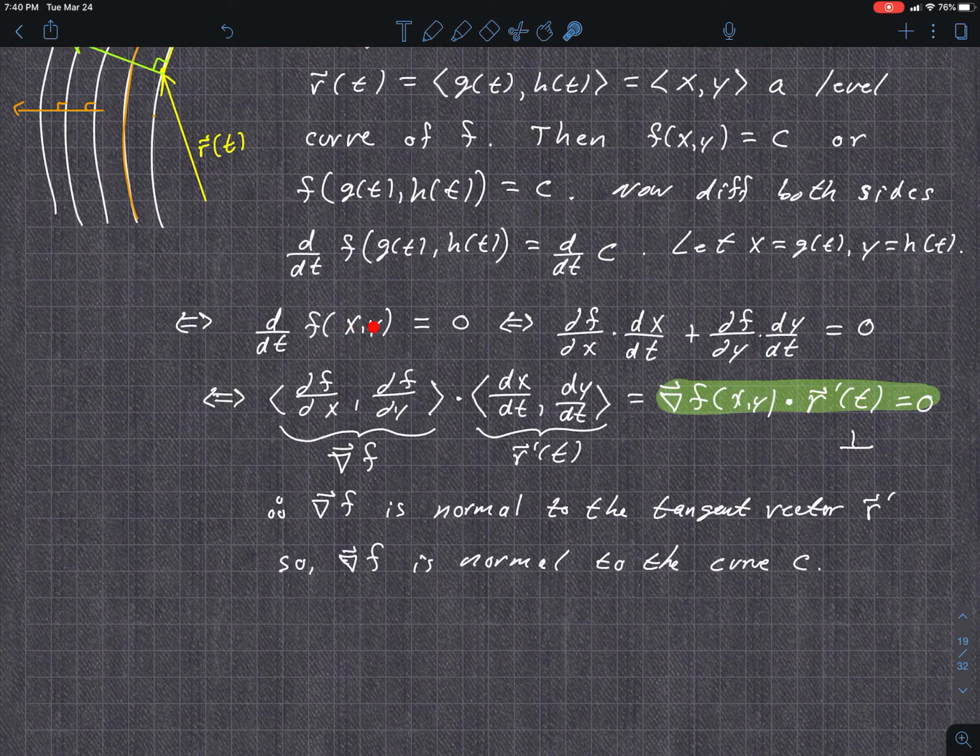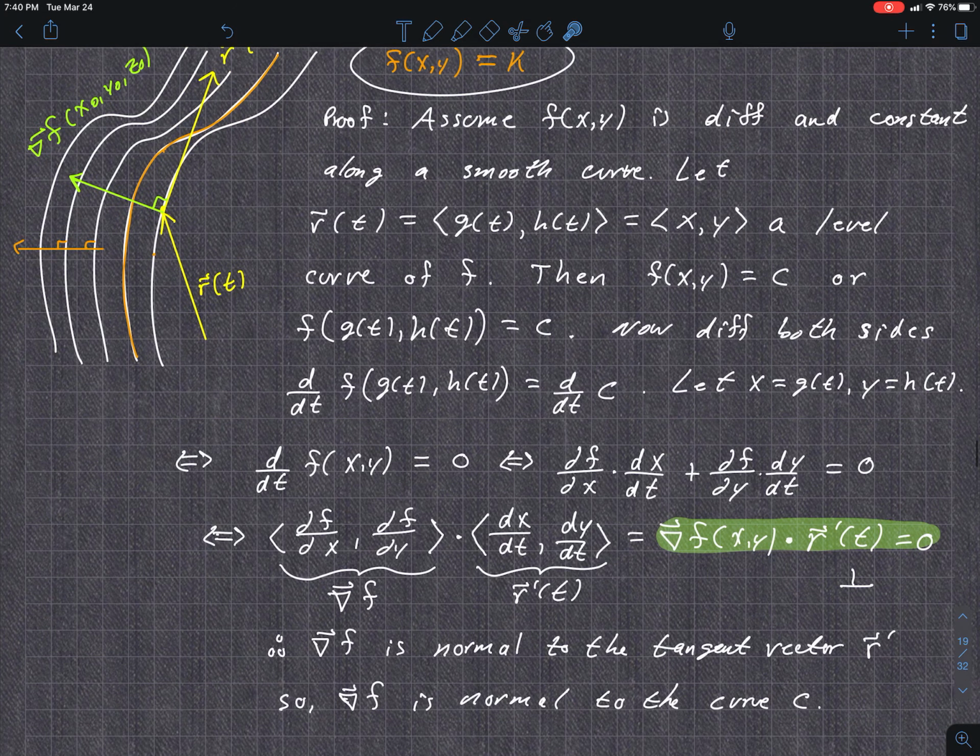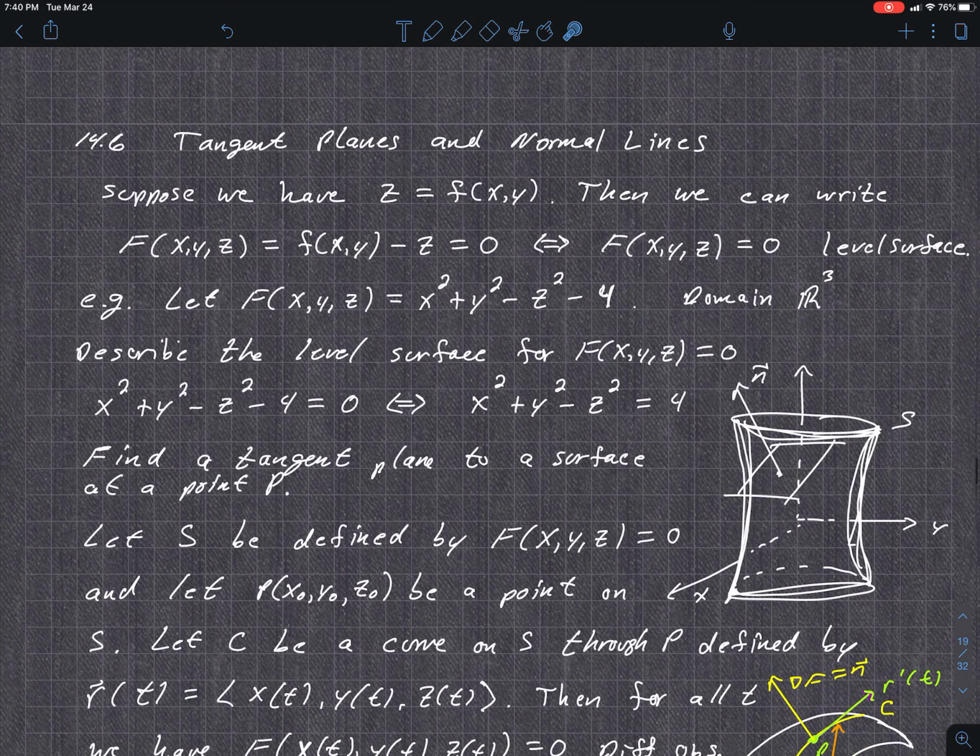d/dt of f, but x and y are functions of t, right there and there. And so you've got to use chain rule, and then when you factor that, you get the gradient dotted with r prime, and that's equal to 0, which means, of course, it's perpendicular. So I want you to study this as well. Know the pieces of it. And then we'll see what I come up with, basically.